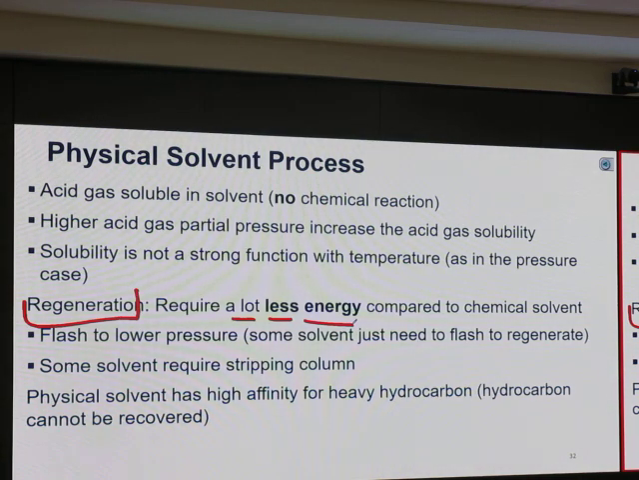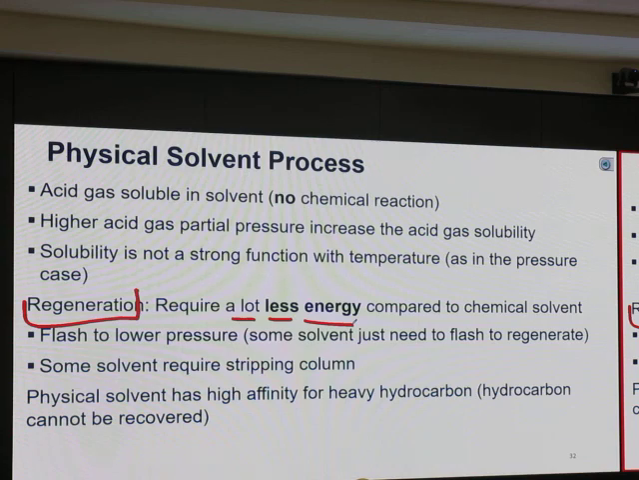What are you talking about? Where did I say? What is the regeneration process when we talk about chemical solvent? What is the regeneration process? The process to remove what from what? Arif, what is the regeneration process for chemical solvent?